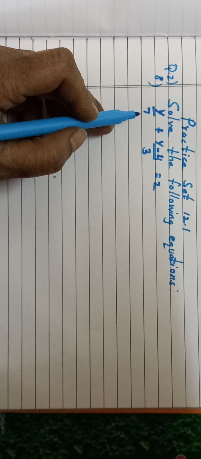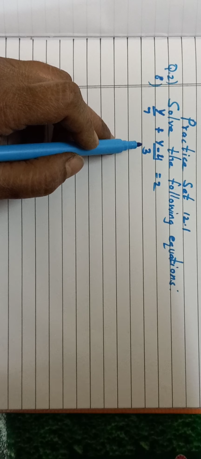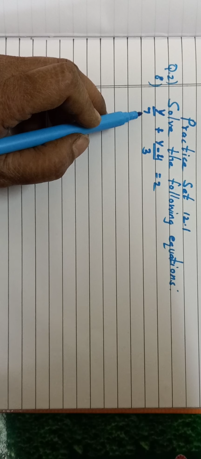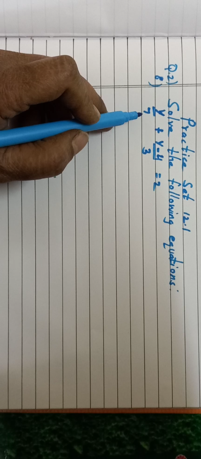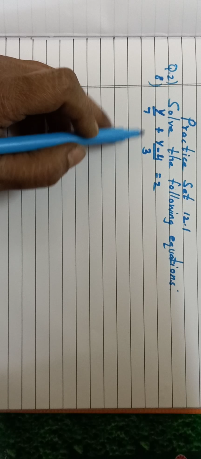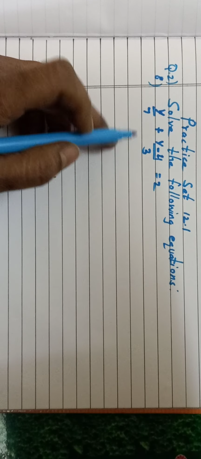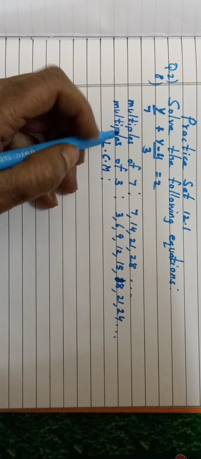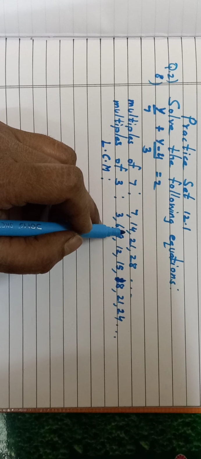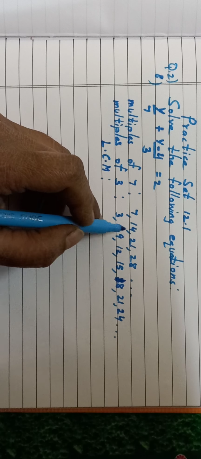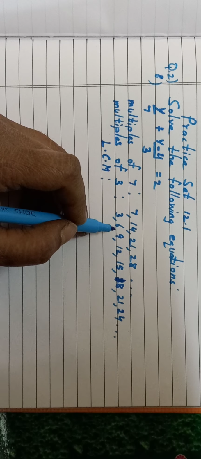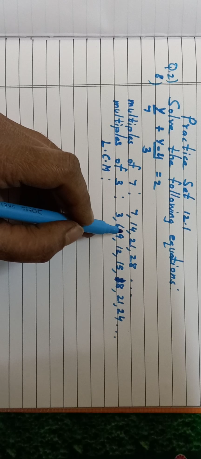See here, the first step will be to equalize the denominator. Here, the denominators are 7 and 3. For that, we have to first write multiples of 7 and multiples of 3 and find the least common multiple. Least means smallest. Common multiple.